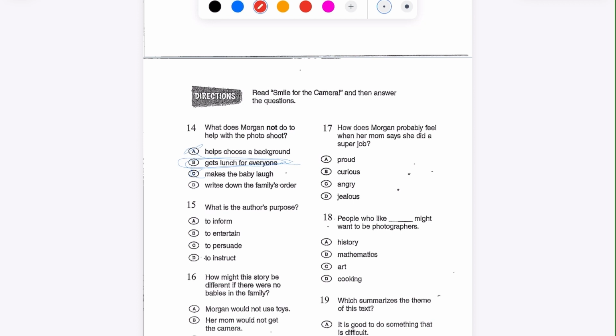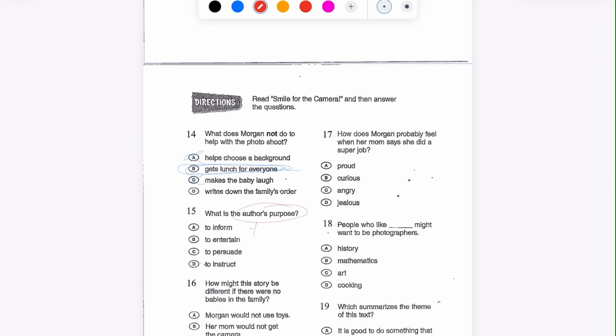Next, for number 15, what is the author's purpose? So here, for these author's purpose questions, you have to think about the passage as a whole. And as a whole, this passage wasn't to teach you about something. It wasn't to instruct or persuade you to do something. It was for entertainment. You can see Morgan and her struggles and how she overcame the struggles and helped out her mom at the photo studio.